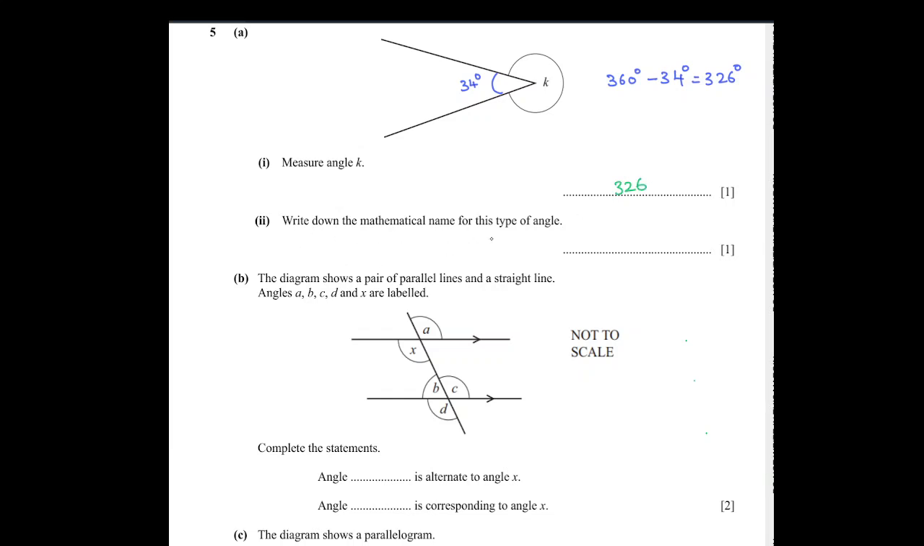Write down the mathematical name for this type of angle. Now what is the mathematical name? It's a reflex angle, not obtuse. It's reflex because it's less than 360 and more than 180.